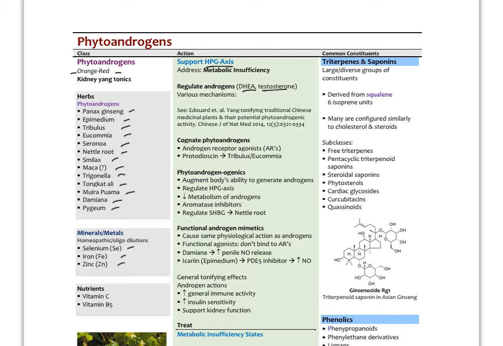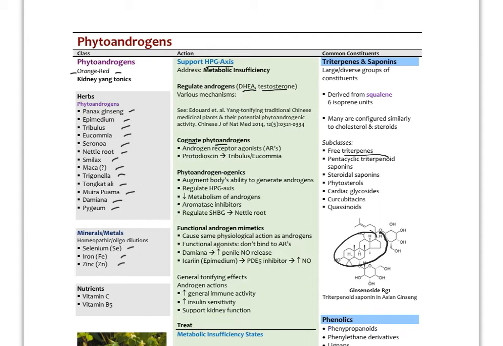So if we get a little bit more detailed about the chemistry of these, there's a broad group of constituents, but probably the most important would be the triterpenes and the triterpenoid saponins. So these all, you could say, have a cholesterol backbone, and they're going to work on several places on the HPG axis. So the first grouping would be the cognate phytoandrogens. And there's an interesting article I've mentioned here you might want to look at that was published in the Chinese Journal of Natural Medicine in 2014.